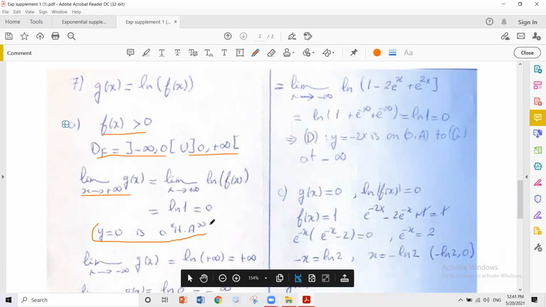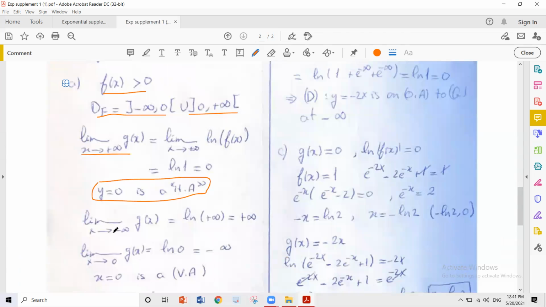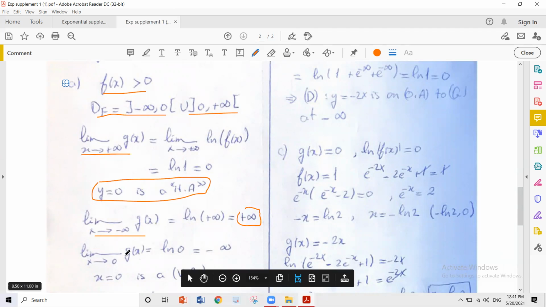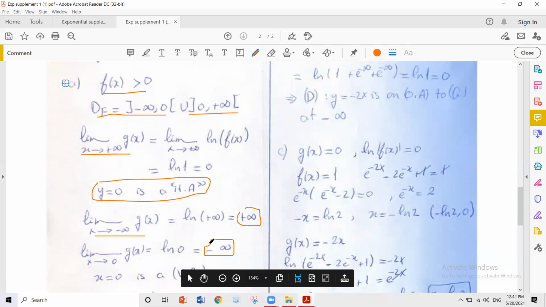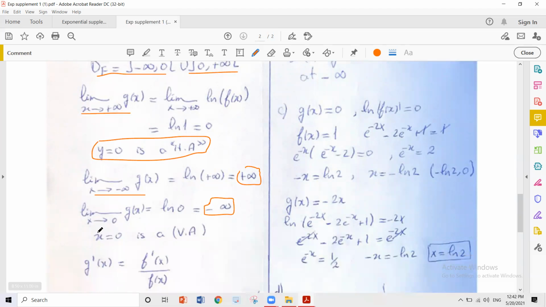It means that y equals 0 is a horizontal asymptote to the function g. The limit as x tends to minus infinity of g of x equals ln of f of x, and f of x at minus infinity is plus infinity, so it equals plus infinity. Now the limit as x tends to 0 of f of x: f of 0 is 0, so ln 0 is minus infinity. This means x equals 0 is a vertical asymptote.